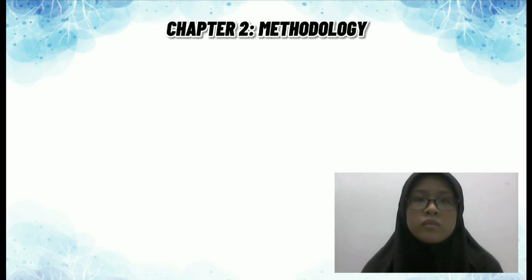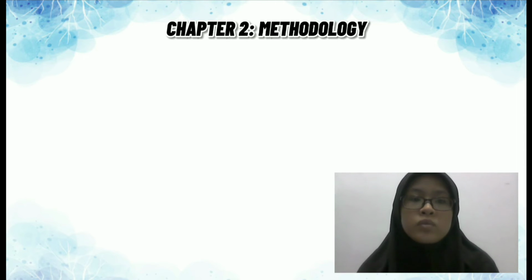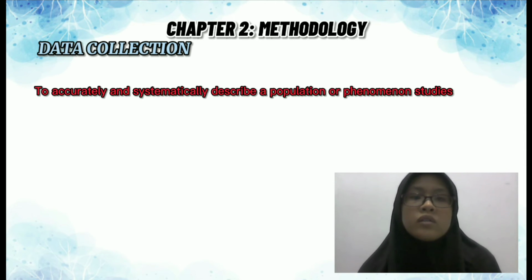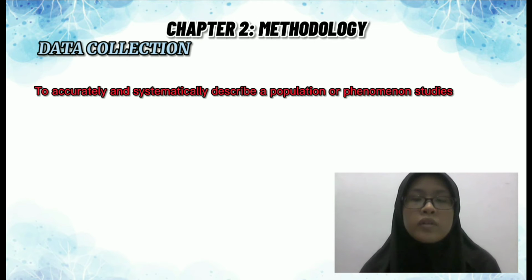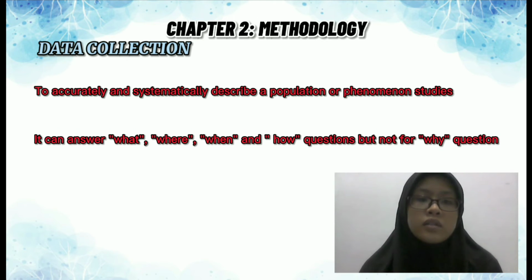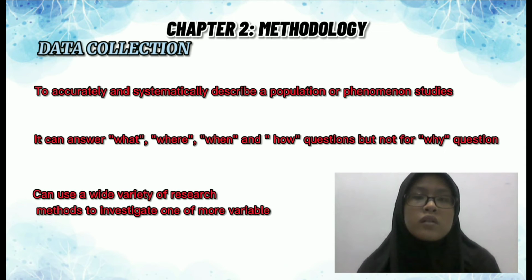Chapter 2 is about our methodology. It consists of 3 parts. Part 1 is 2.1 data collection. Descriptive research aims to accurately and systematically describe a population and a phenomenon studied. It can answer what, where, when and how questions, but not why questions. A descriptive research can use a wide variety of research methods to investigate one or more variables.